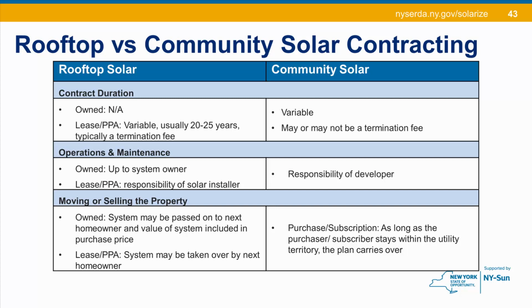Moving or selling the property. For rooftop solar campaigns, PV systems that are owned directly can be passed on to the next homeowner, and the value of the system will be included in the purchase price. Under a lease or PPA model, systems can also be taken over by the next homeowner. For community solar campaigns, the purchase or subscription will remain with the purchaser or subscriber as long as they stay within the utility territory.